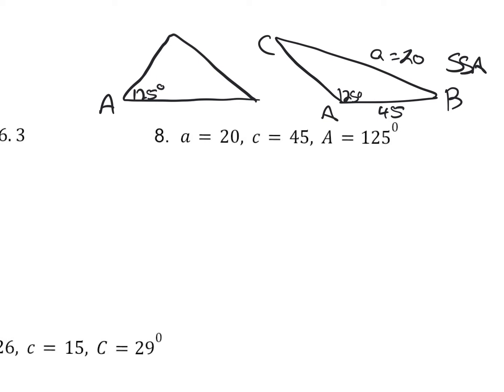Okay, so let's just go through this thing. I'm gonna use what I know. I know sine of A over little a. So I'm gonna go sine 125 over little a, which is 20, is gonna equal sine C. I've gotta find C first because that's the side they gave me, 45. So I'm gonna cross multiply here and divide and see what I get.